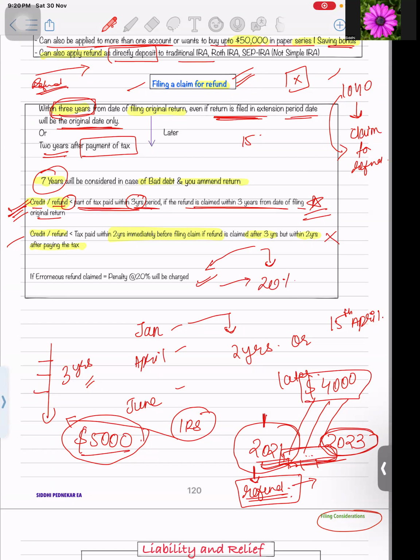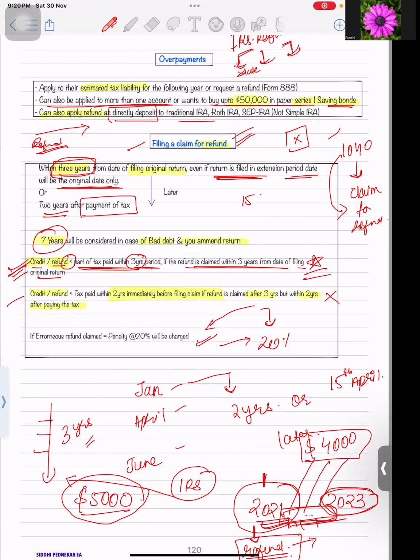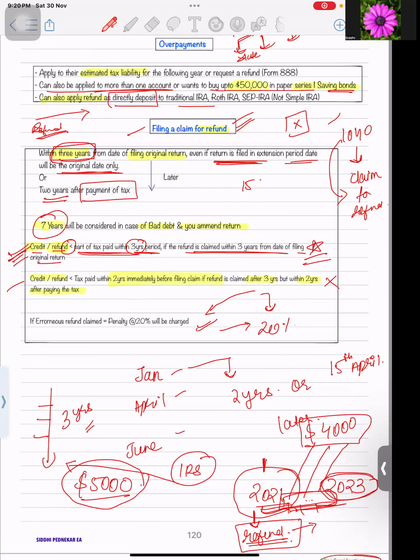Clear, guys? So this is filing a claim for refund. It has to be done within 3 years. You can just remember there can be a one-line question on this. Filing a claim for refund can be done within how many years? It's 3 years from the date you file the return or from the original deadline, whichever is later.